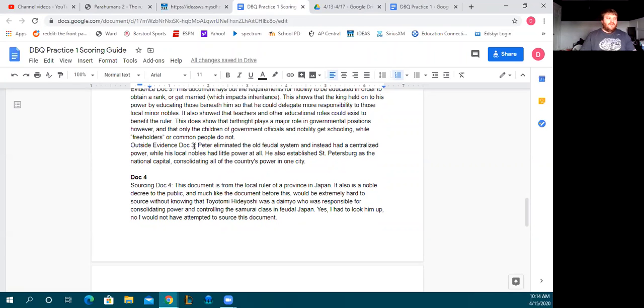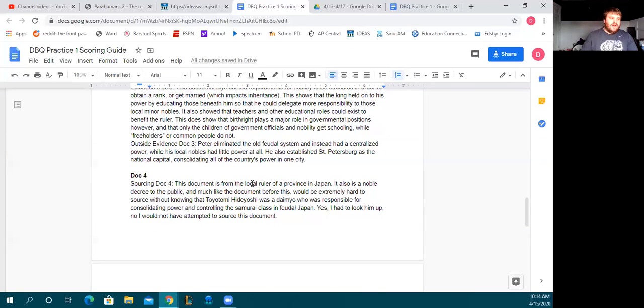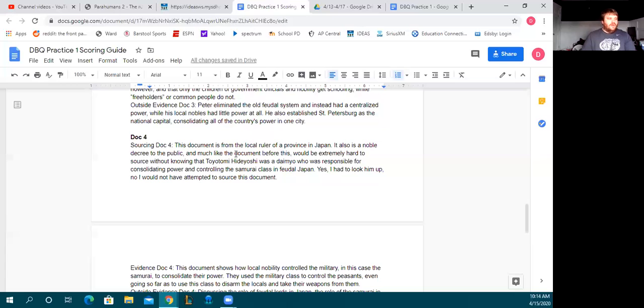For document 4, this document is from the local ruler of a province in Japan. It also is a noble decree to the public, and much like the document before this, would be extremely hard to source without knowing that Toyotomi Hideyoshi was a daimyo who was responsible for consolidating power and controlling the samurai class in feudal Japan. Yes, I had to look him up. No, I would not have attempted to source this document.